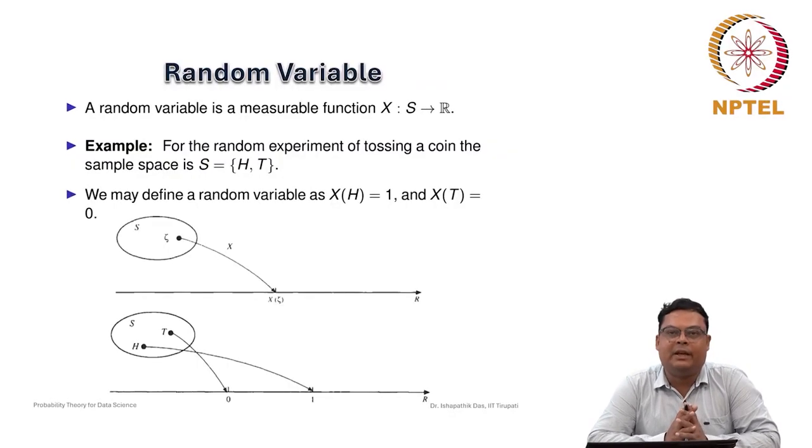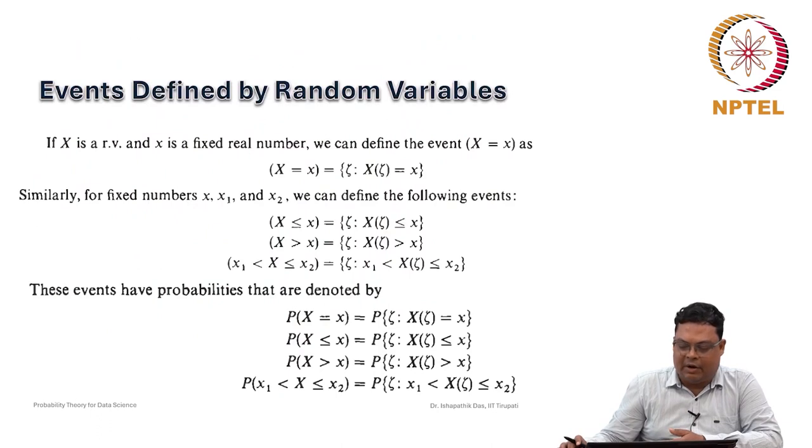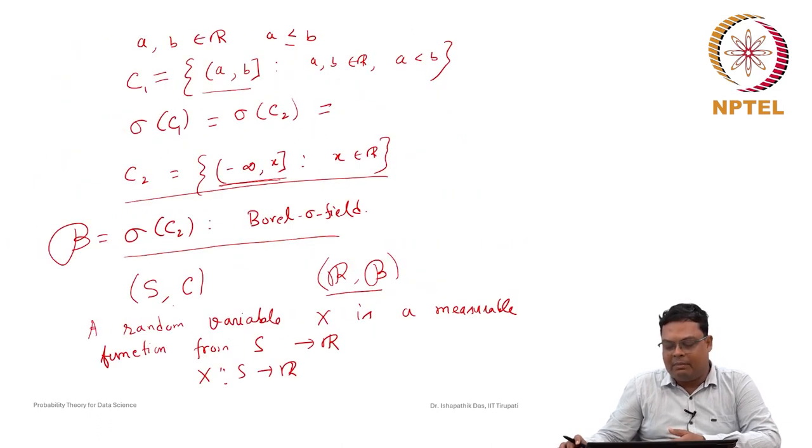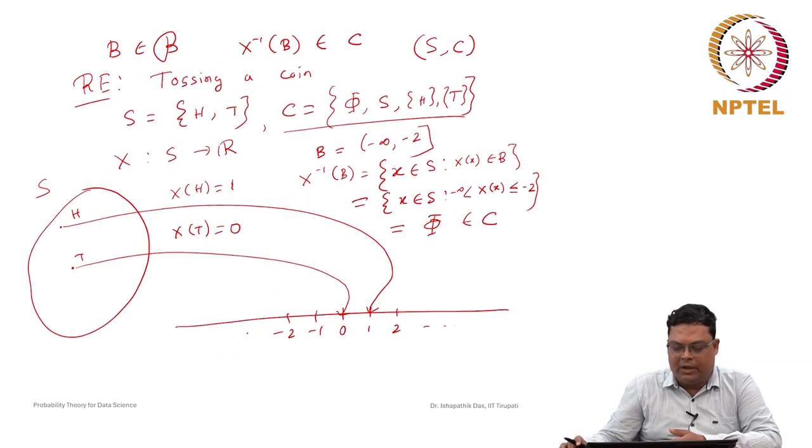A random variable is a measurable function X from Ω to R. Here is one example: for a random experiment of tossing a coin, the sample space is S equal to {head, tail}. We may define the random variable as X(head) = 1 and X(tail) = 0. Then we have shown that it is a measurable function and a random variable.